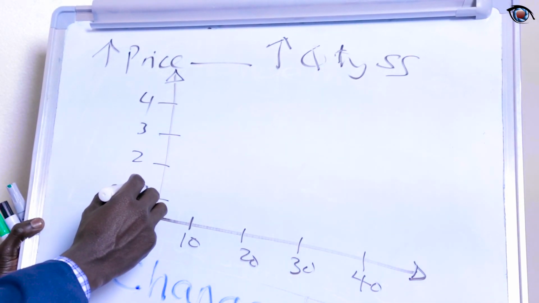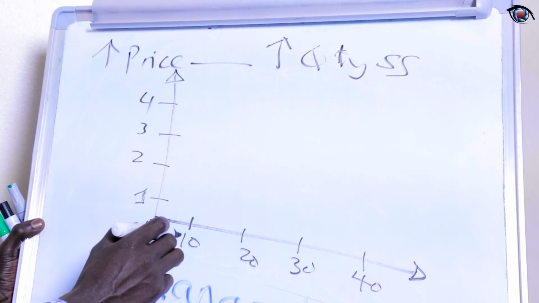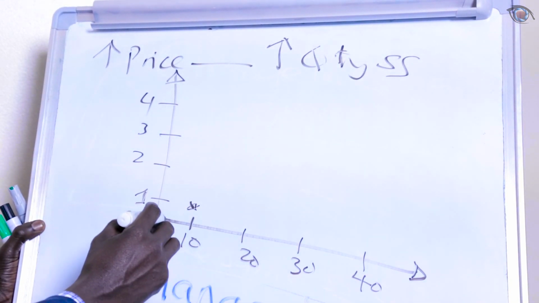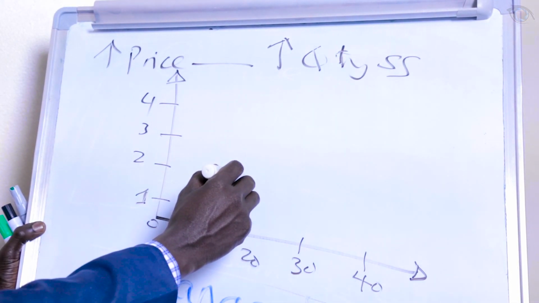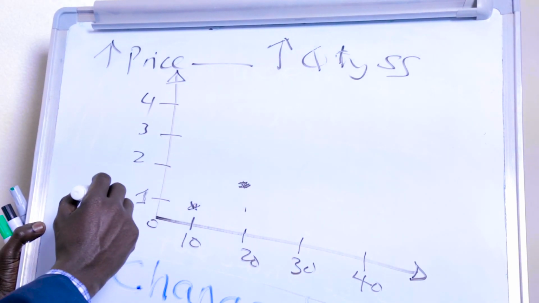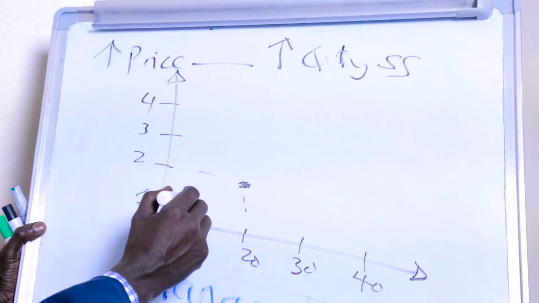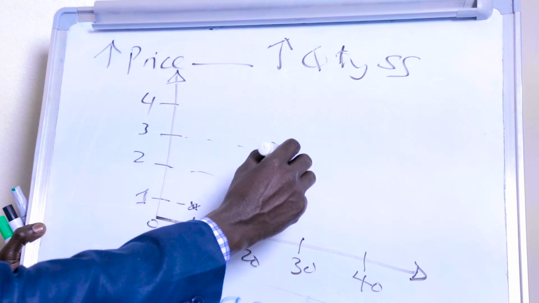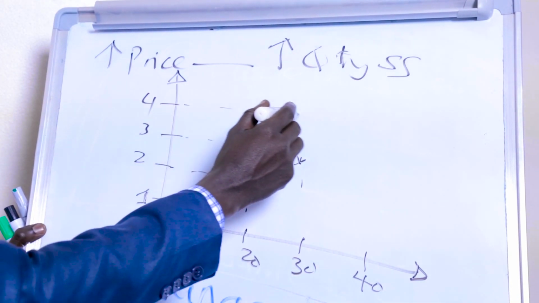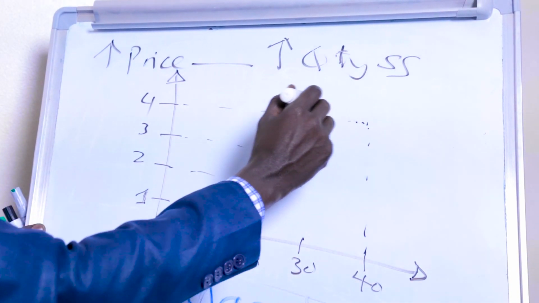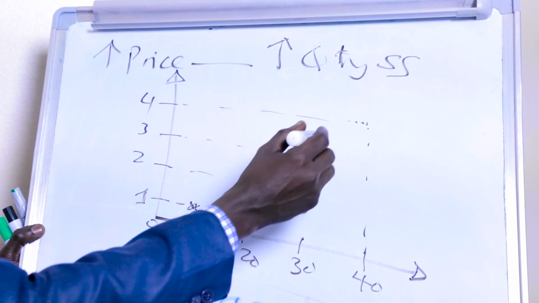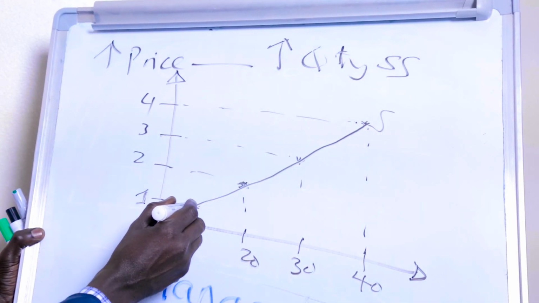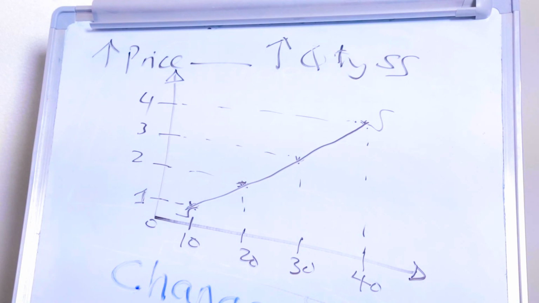So when the price was 1, quantity supplied was 10. When the price increased to 2, quantity supplied went also to 20. Of course, we normally have to match these two. When the price increased to 3, quantity supplied also increased to 30. And when the price increased to 4, quantity supplied also increased to 40. So you can see from this simple example that an increase in price leads to an increase in quantity supplied.